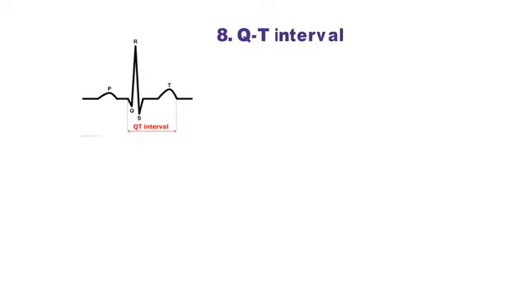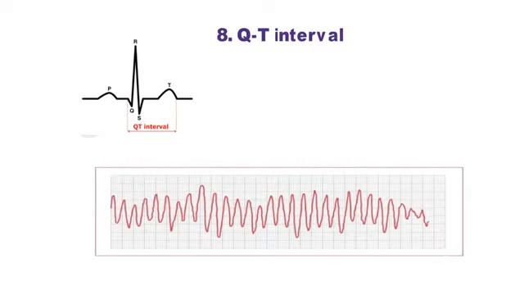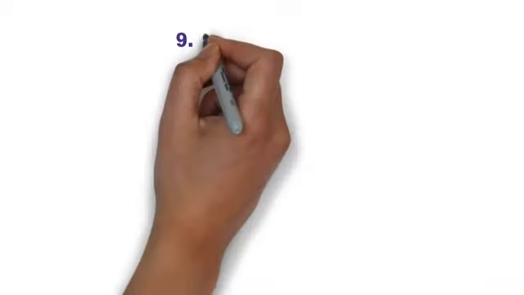Step 8 is QT interval. It is from the start of Q wave to the end of T wave. As a rule of thumb, normal QT is less than half the preceding RR interval. An abnormally prolonged QT is associated with increased risk of ventricular arrhythmias, especially torsade de pointes.